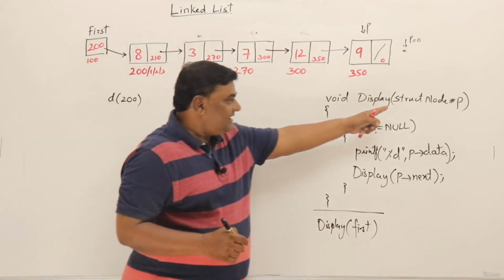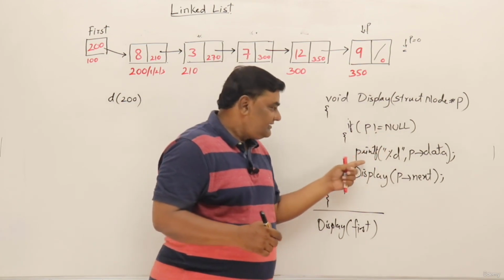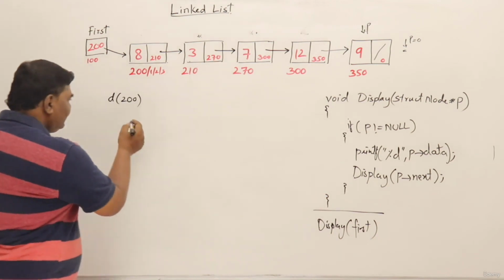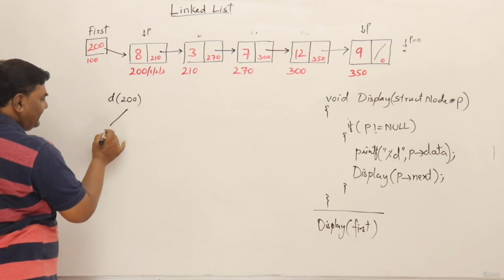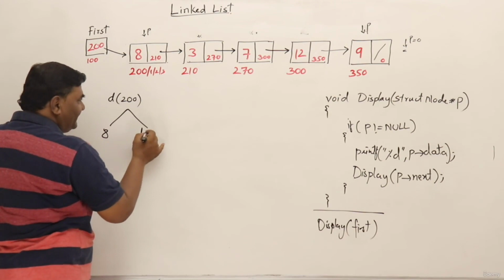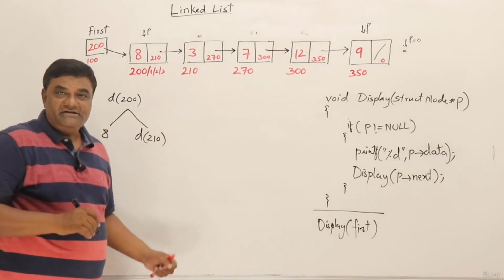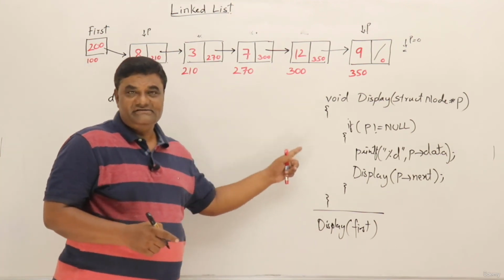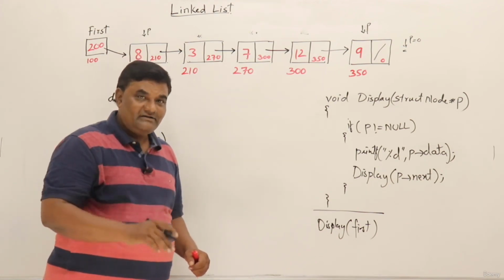See, 200 is passed, 200 is not null, p is not null, p is 200. So it will print and then it will call itself on the next node. First thing it does is print 8, p is here. So it will print 8 and call itself upon the next node, that is 210. So display will be called upon 210. I am generating a tracing tree. Simultaneously, I will also show you stack contents, because recursion uses stack.